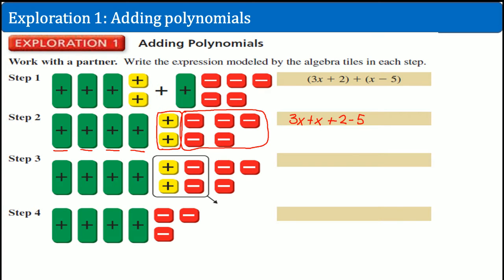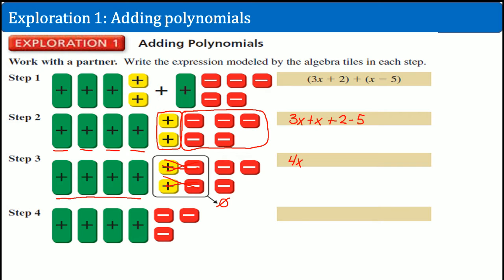Right? So if we all count this together, there should be 1, 2, 3, 4. So there should be 4 x's because there are 4 green tiles. Okay, it seems like we grouped these together, and this became the number 0 because, again, these 2 cancel out. These 2 cancel out, so you're left with negative 3.